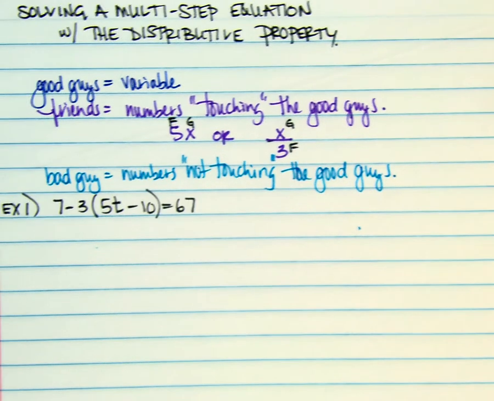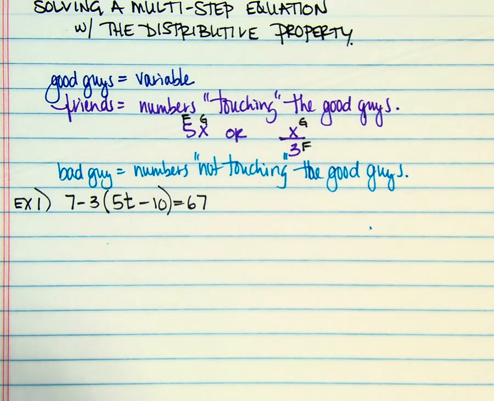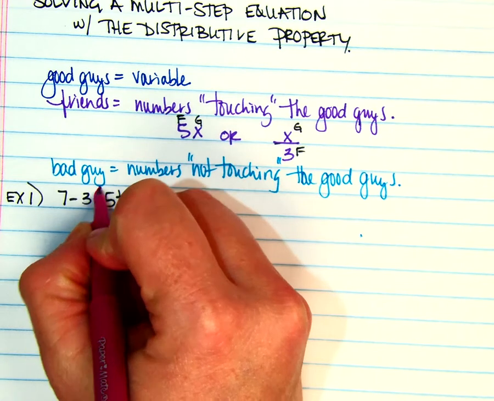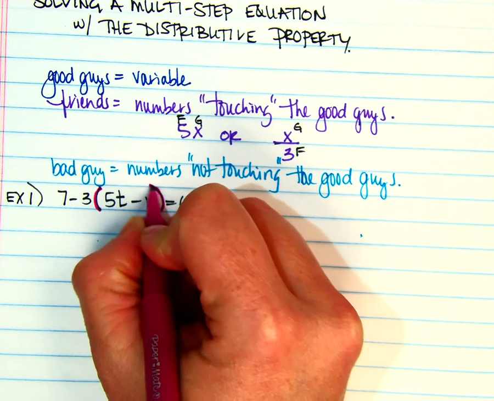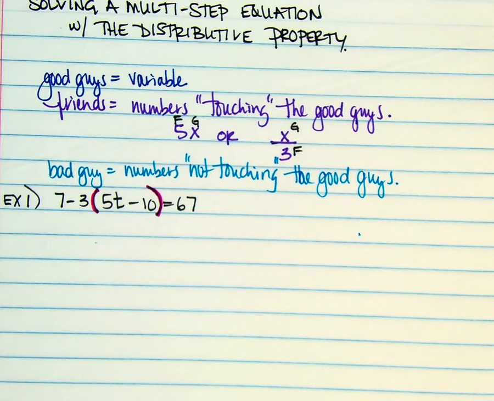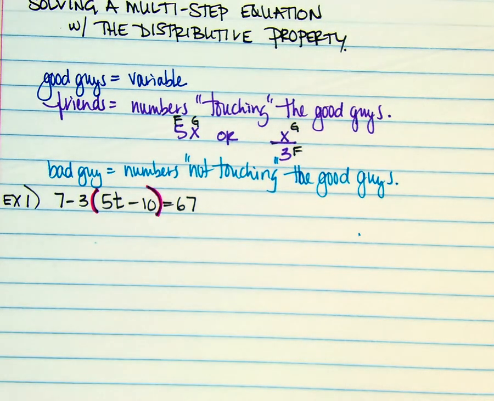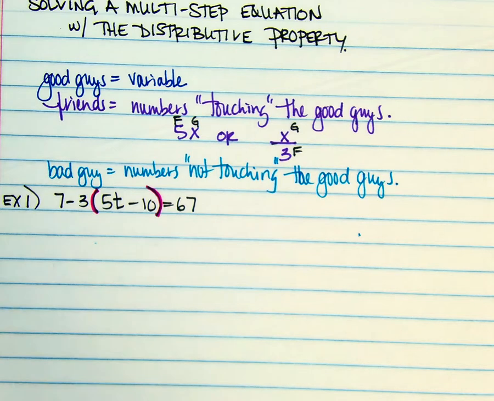Okay, so looking at example 1, I chose this problem because this one is missed often. We have something unique, and that is these right here, and we're going to call those jail. We have to break them out of jail before we pull anything out of there. We can't just pull the 5t out or pull the negative 10 out. We got to break it out of jail first.